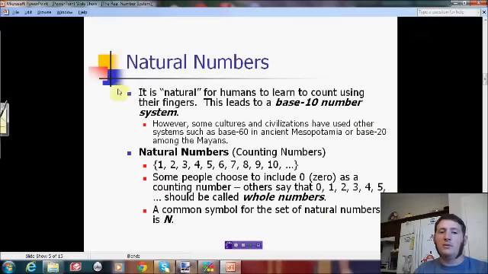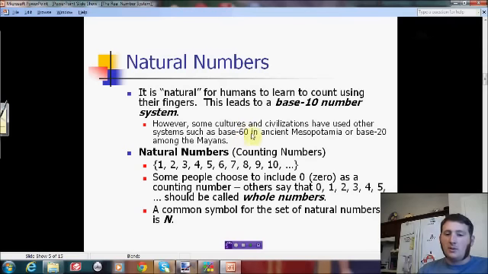Kind of review from the previous lesson. We talked about natural numbers a lot in that lesson and different types of natural numbers. I want to point out that part of learning to count is to count on your fingers. Most people have 10 fingers, and so our system of math is more than likely this base 10 number system based on our anatomy. Worth mentioning, though, is there were some cultures and civilizations that used other base systems.